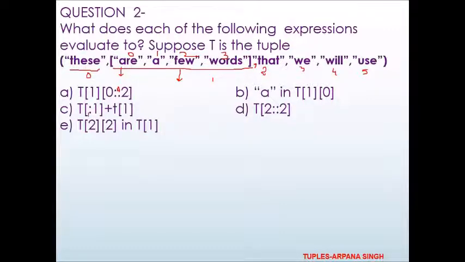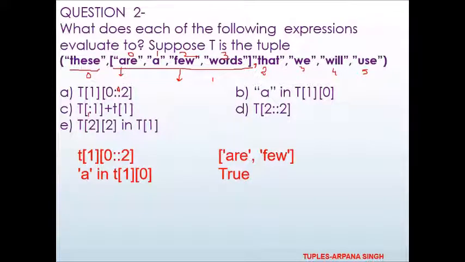Then this is from beginning till end, till 1. 1 means it will take 0 here. So these plus T1. Now here 2 to end step by 2. So if you write 1 to 2, I told you it will be R few. R and skip 2, so the next word will be few. Now A in T1[0]. T1[0] is R. So A in R is true.